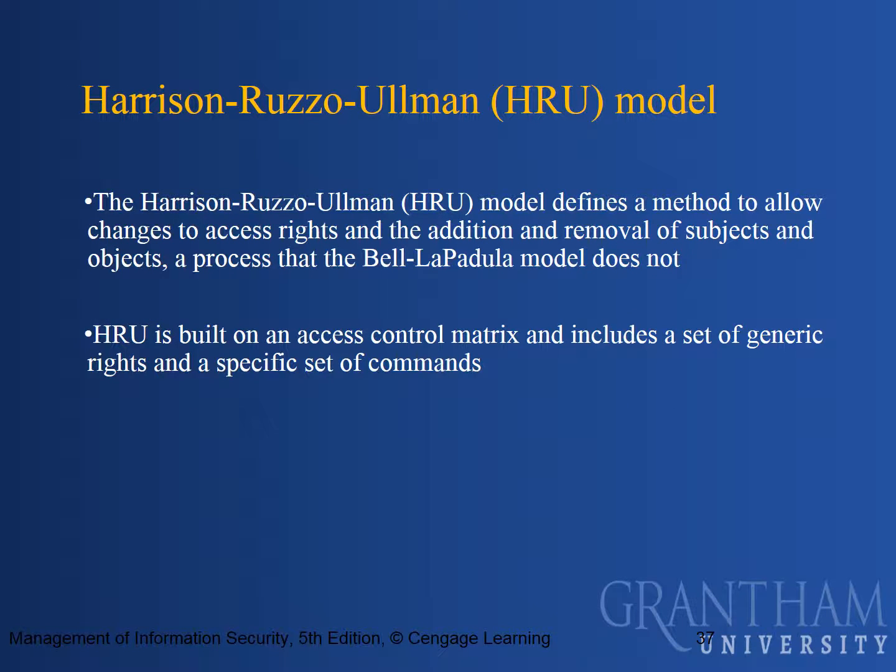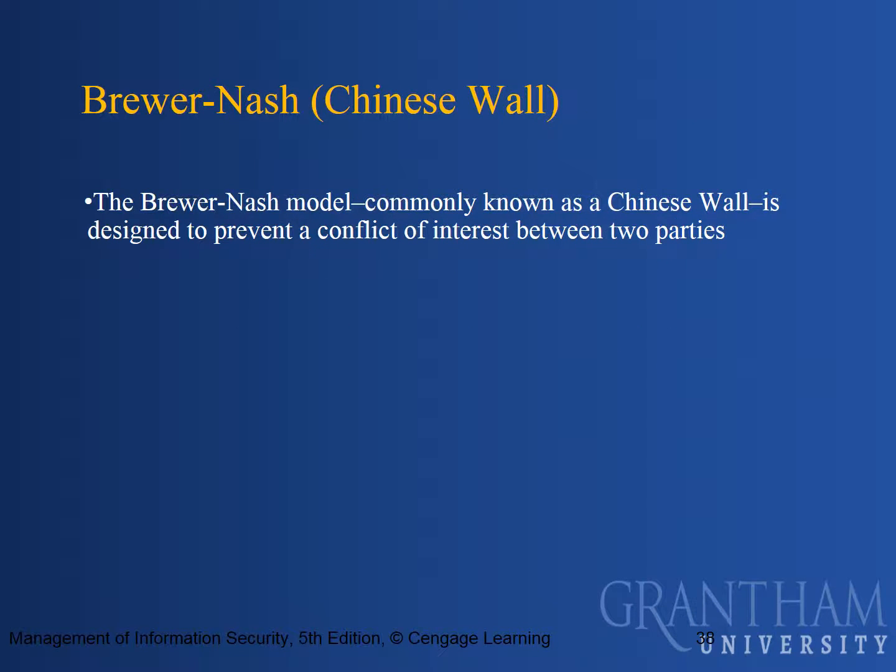In the Harrison-Ruzzo-Ullman model, or HRU, the thought is that since systems change over time, their protective states need to change. The Brewer-Nash model, or Chinese wall, requires users to select one of 2 conflicting sets of data, after which they cannot access the conflicting data.